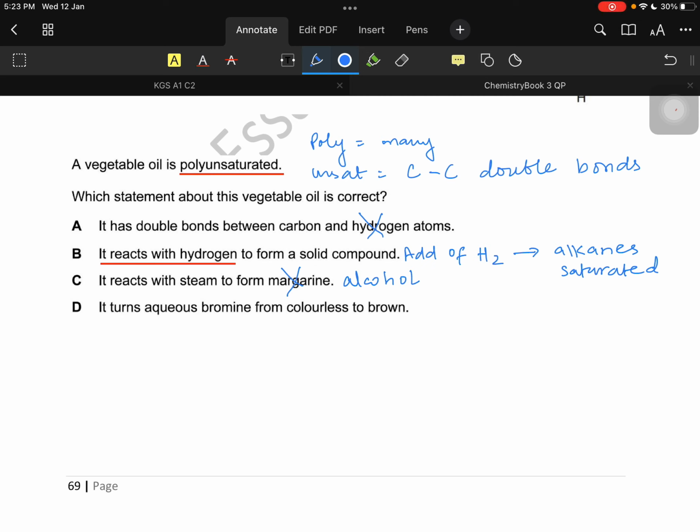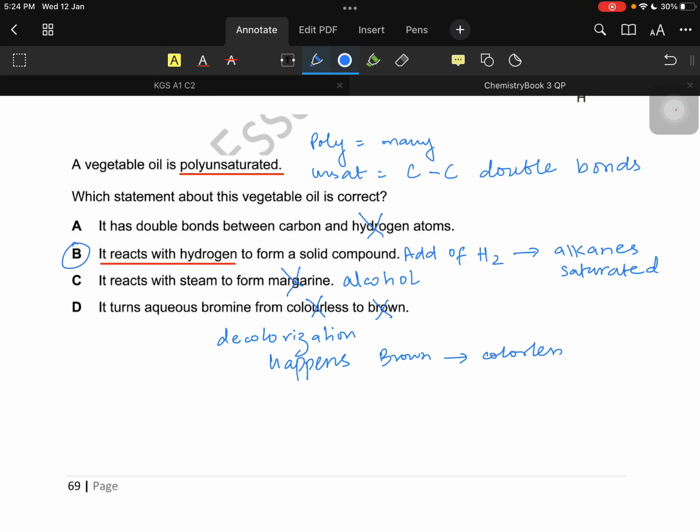It turns aqueous bromine from colorless to brown. Again, that is incorrect. If you remember, when alkenes react with bromine, they decolorize it. Decolorization happens, so it becomes brown to colorless, not colorless to brown. So it's saying colorless to brown, which is incorrect. Actually, it happens brown to colorless. This is the correct order of the color change. So this is also incorrect.